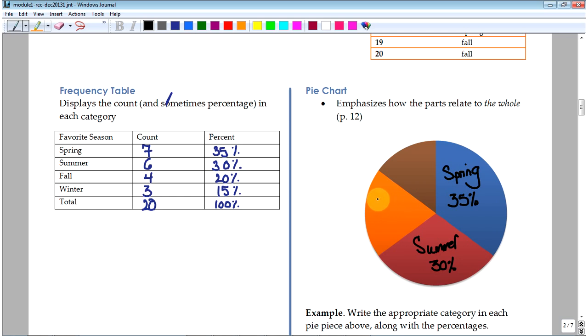Okay, followed by the red section, where we had 30% who said summer was their favorite season. The gold section, fall, at 20%. And lastly, winter at 15%. So this is another way that you can summarize your categorical data with a pie chart.